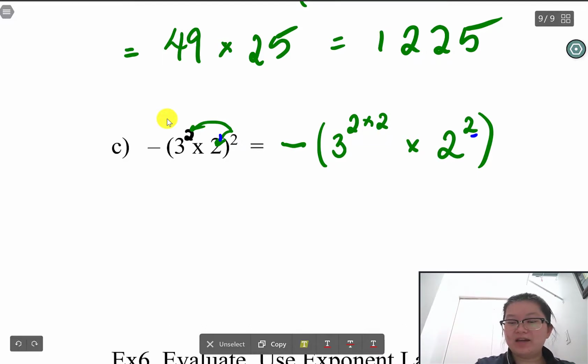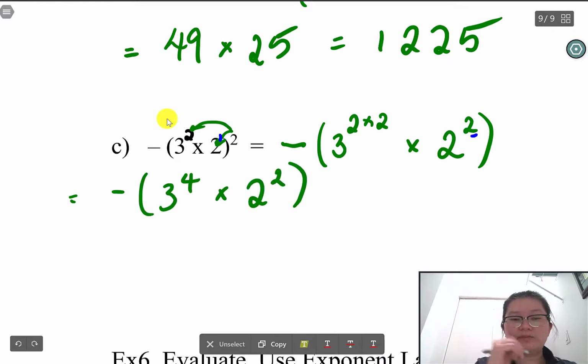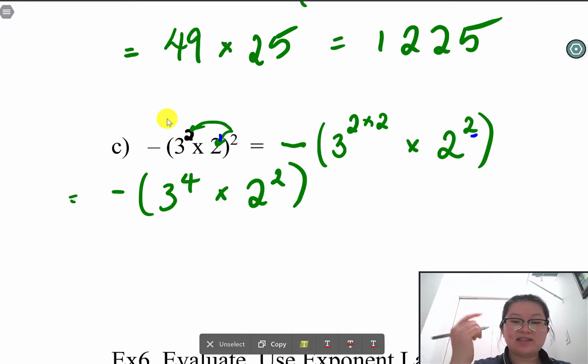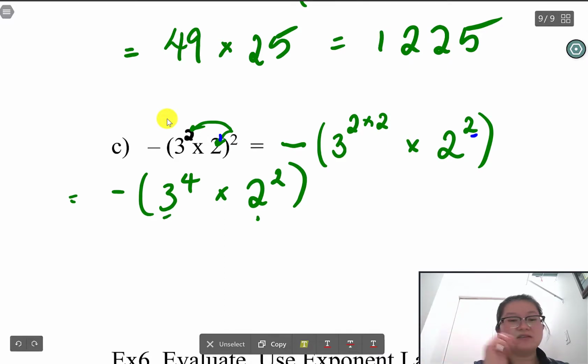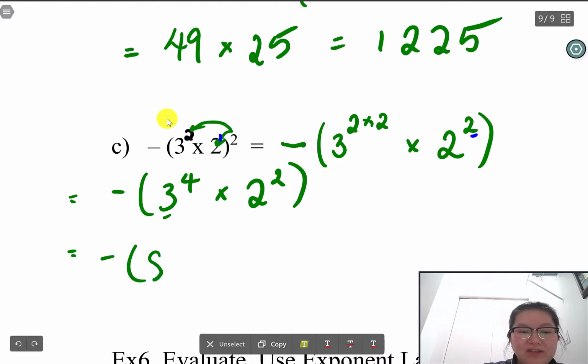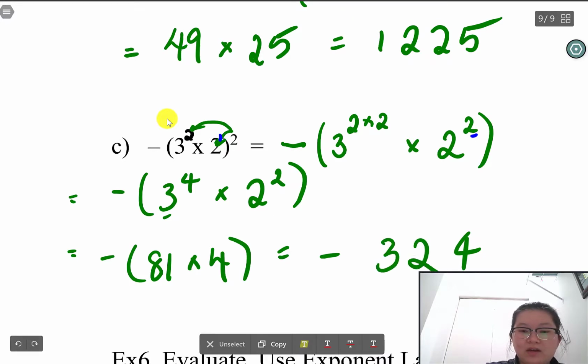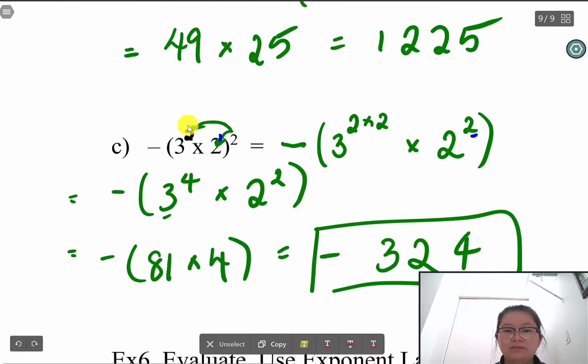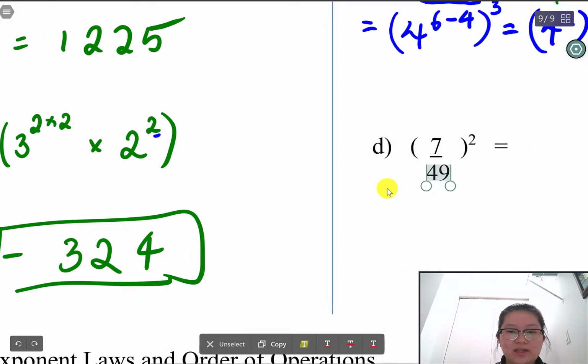So now let's simplify. We get negative brackets 3 to the power 4 times 2 to the power of 2. Now we can evaluate, because that's as simple as we can get. These two don't share the same base. There's no way to combine these two at all. Now we get a negative, and 3 to the power 4 is going to give us 81 times 4. So that's going to give us negative 324. All right. So let's go to D.